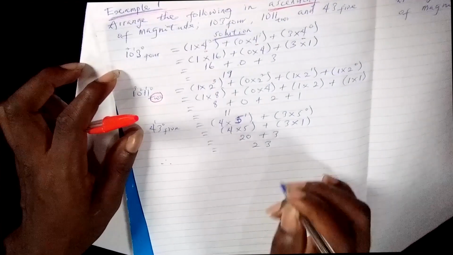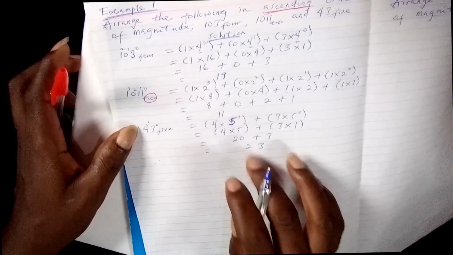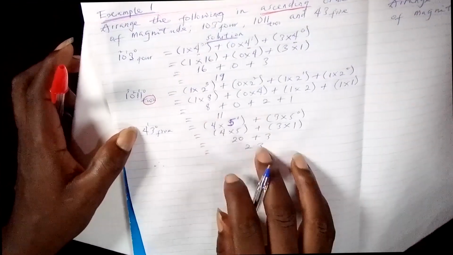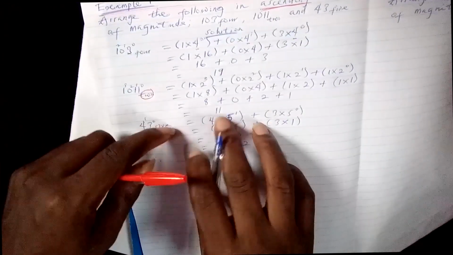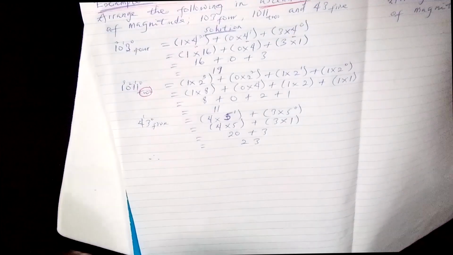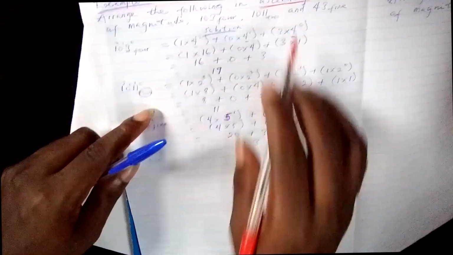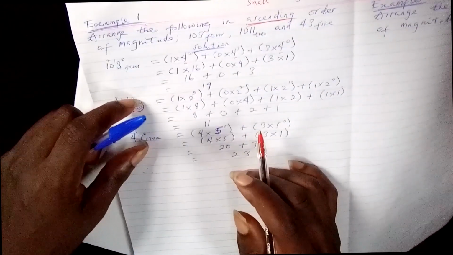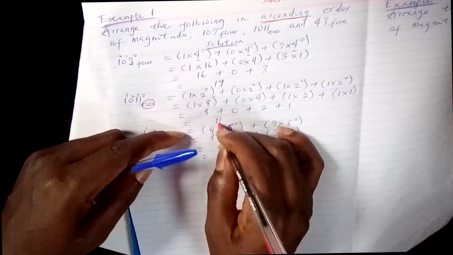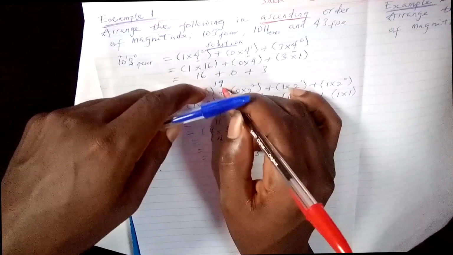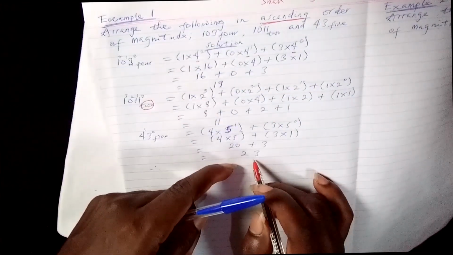And comparison will go like 23 is greater than 19. And 19 is also greater than 11. Now, we are talking about ascending, so let's reverse the process that I just said. 11 is less than 19. And 19 is also less than 23.